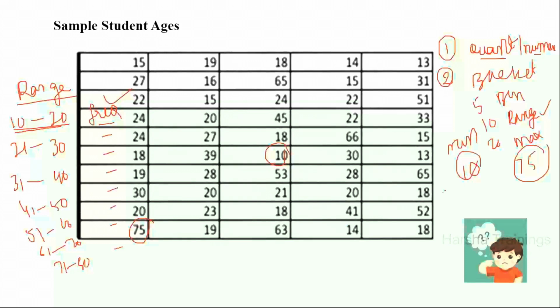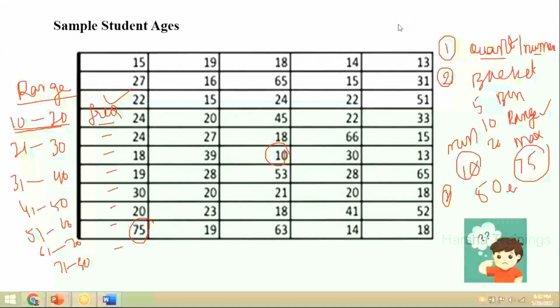Now, I also know that there are 50 entries. Is it okay? There are 50 entries. Clear? This is my observations. Now, shall I convert these observations into analytics?